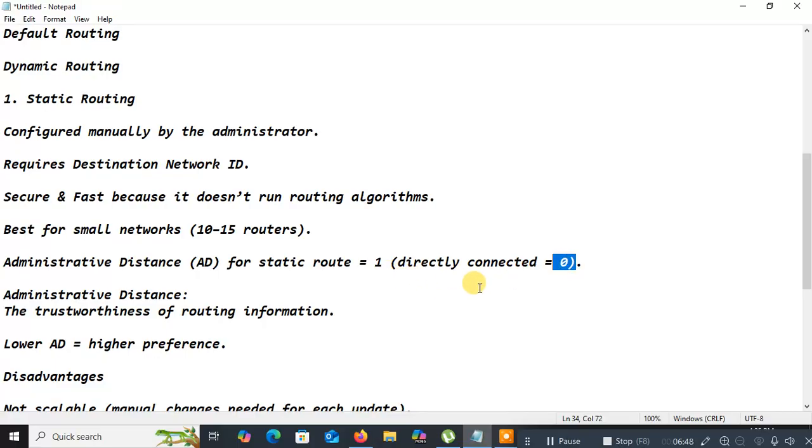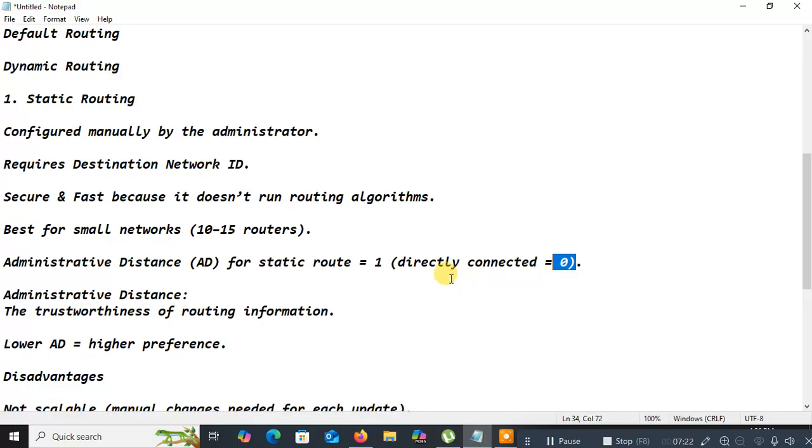What does administrative distance mean? It is the trustworthiness of the routing information, meaning how much the router trusts a route. The lowest value is the most preferred or most trustful. The highest value is less preferred and less trustful. Administrative distance ranges from 0 to 255. So directly connected interfaces have 0, whereas the static route has an administrative distance of 1.